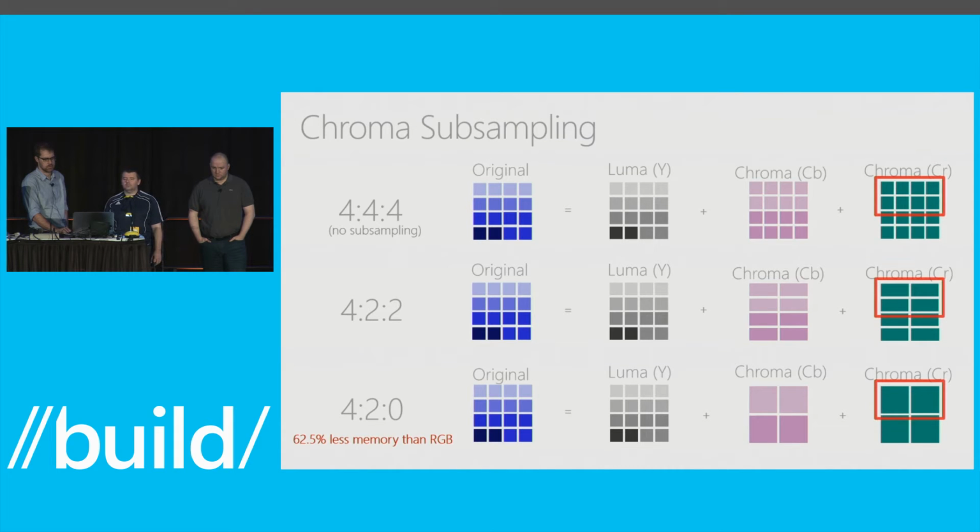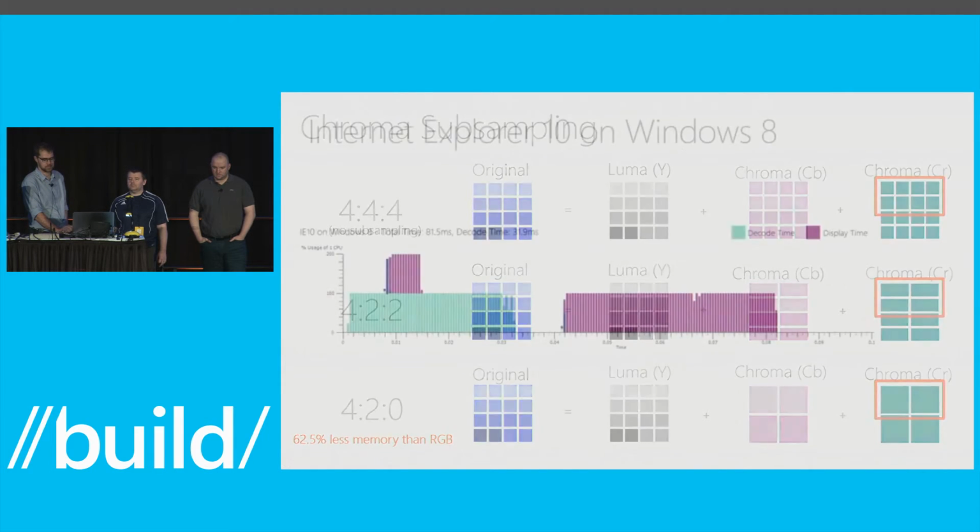And the cool thing here as well, the naming scheme kind of makes sense if you know how it works. 444 no subsampling is really just the first 4 pixels and second 4 pixels. 422 is these 2, and 420 is just the first row and then no second row. So it's easy once you know that one.